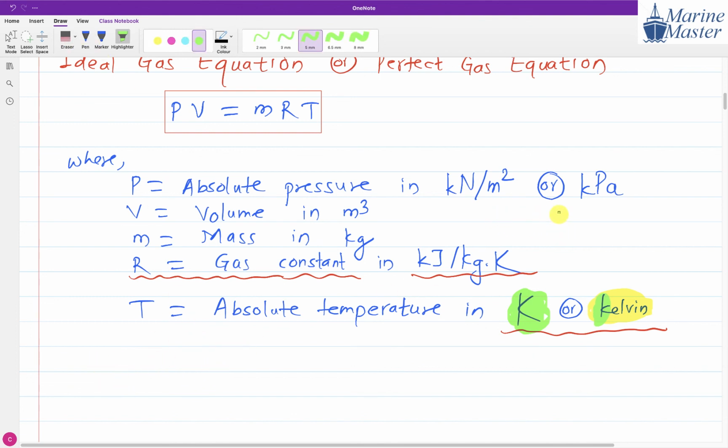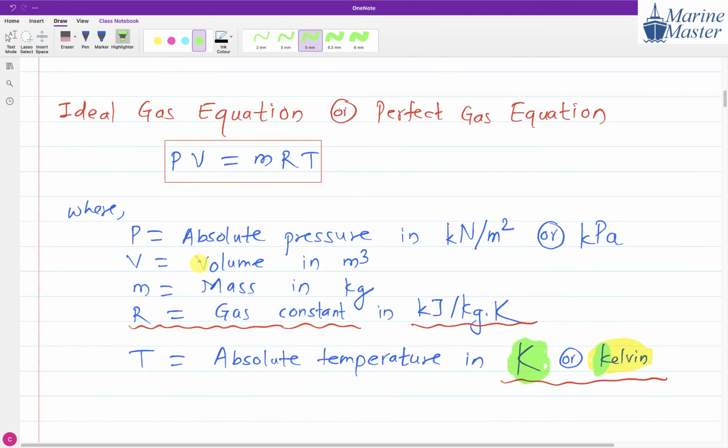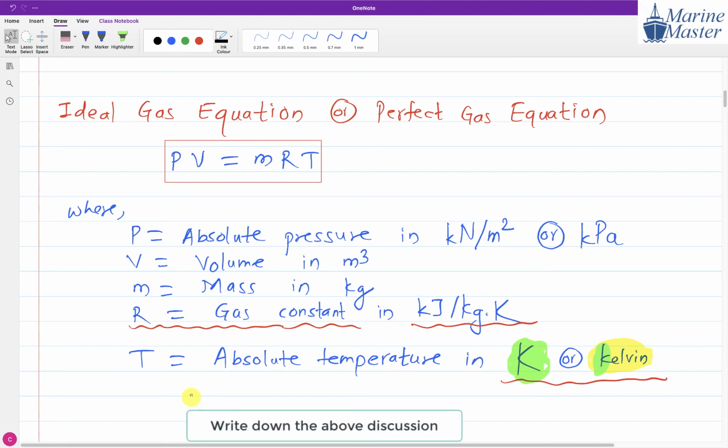Kilo newton per meter square or kilopascal. See the things here. So before going further, please write down this one: ideal gas equation or perfect gas equation. Perfect.